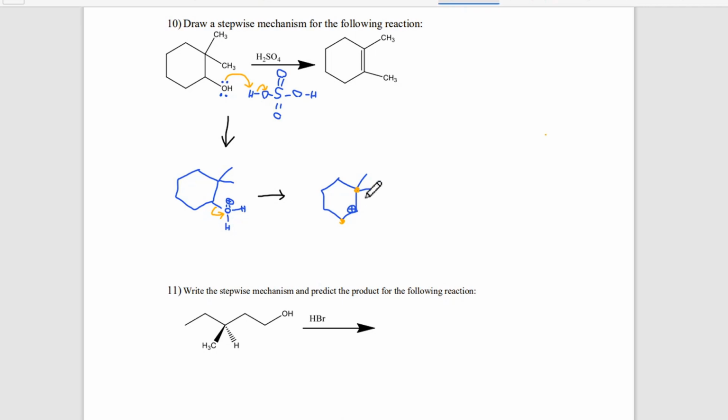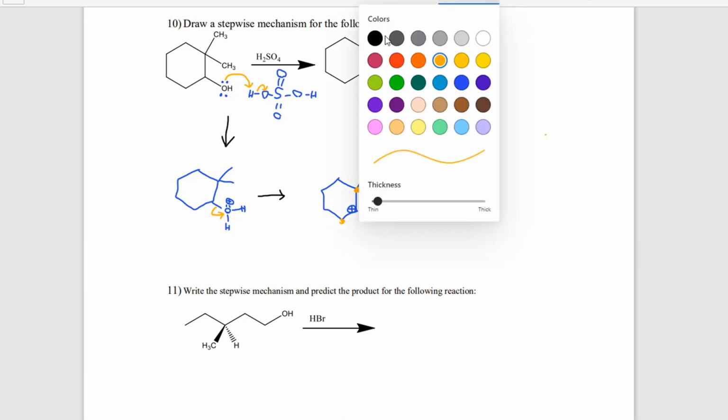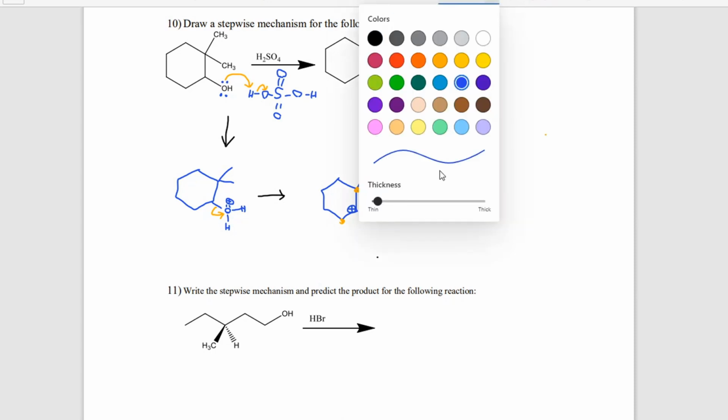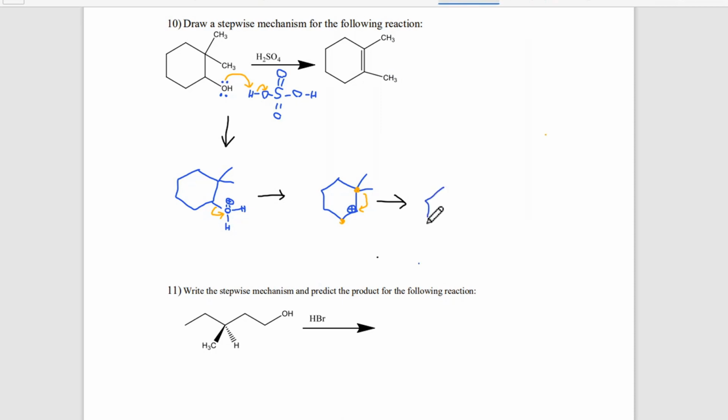So would it rearrange to the quaternary one? Yeah, it would rearrange to the quaternary one. You'd end up getting a methyl shift. It's more highly substituted, but so you end up having to shift not just a hydride, but a whole methyl group here. So you get a methyl shift. And then that's going to rearrange this to a molecule that looks like this. Now, the carbocation is now here.